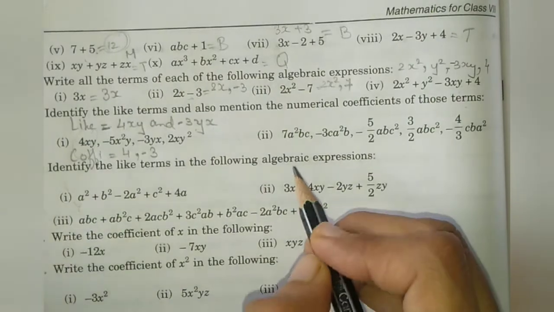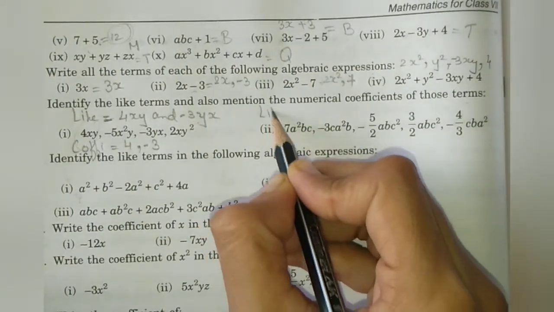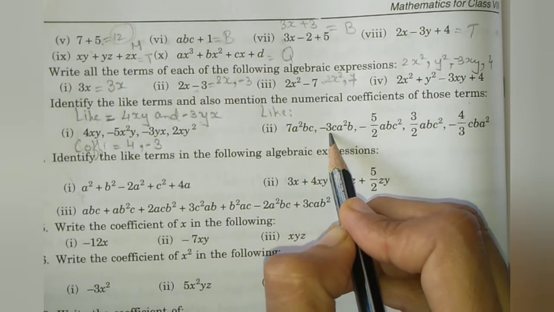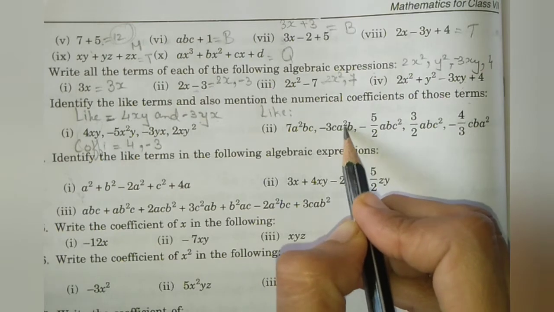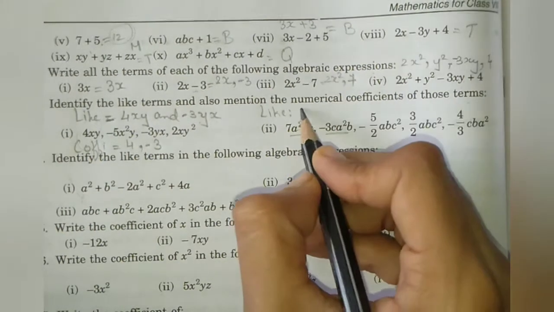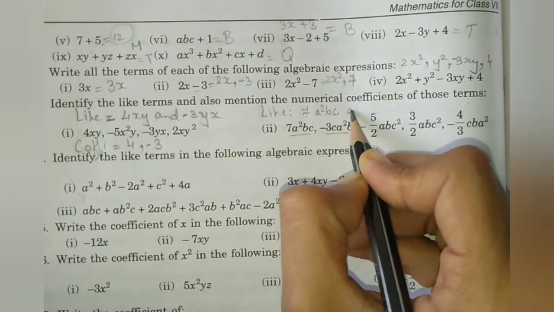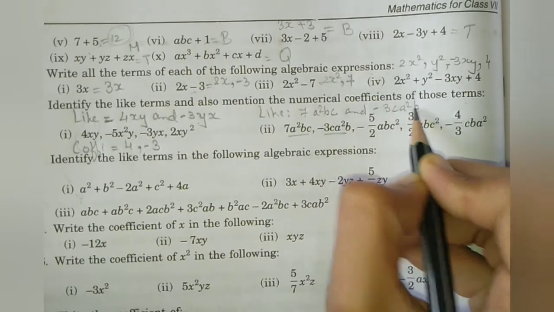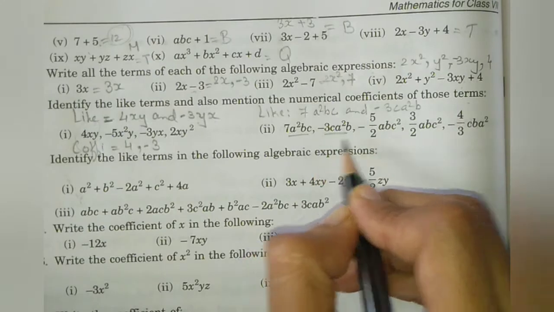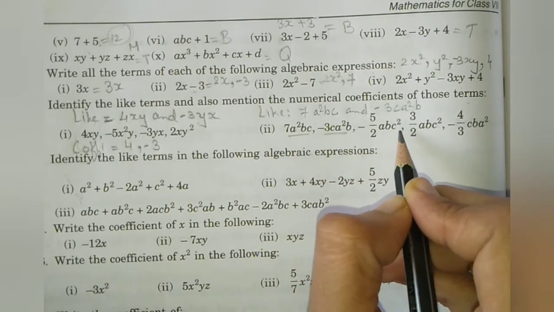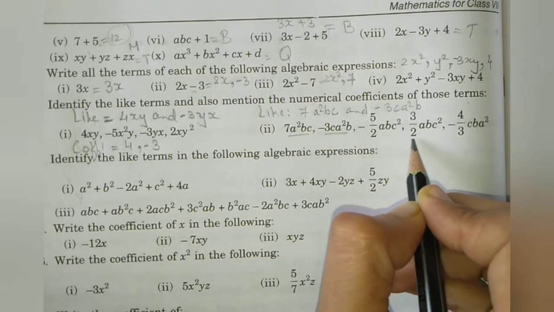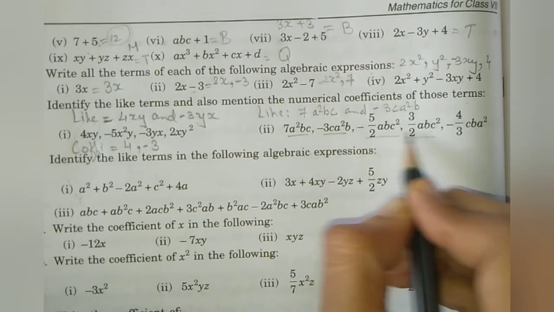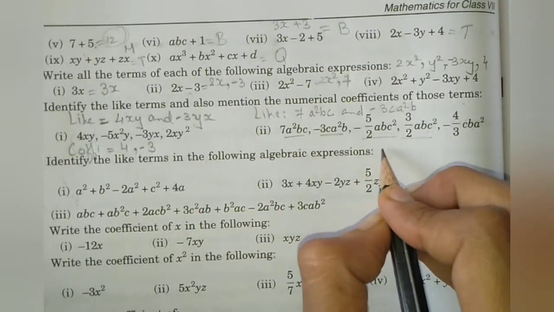Now for the second one, which are the like terms? First of all, we will write the like terms. Okay, so a square bc and minus 3c square b. So these two are the same. So I am writing here a square bc and minus 3c a square b. Okay, these two are the same. Now minus 5 upon 2 abc square and 3 upon 2 abc square. This is also the same. See, two terms are the same. Okay, so the variables are the same, so that is also like terms.